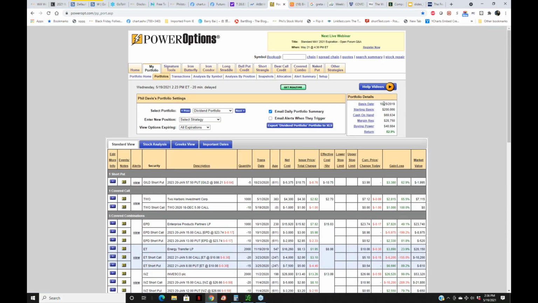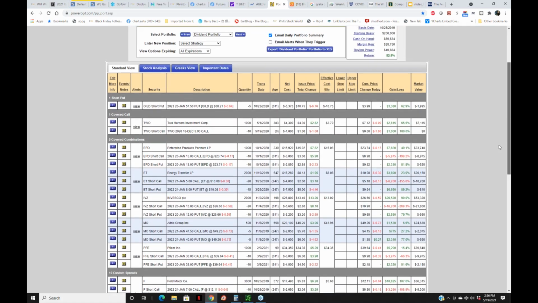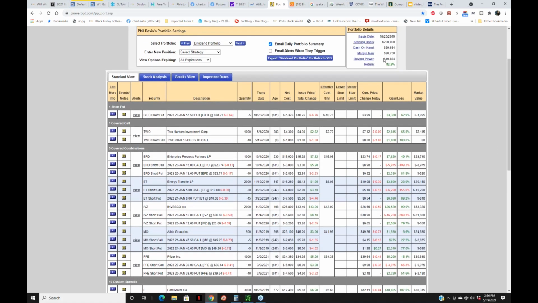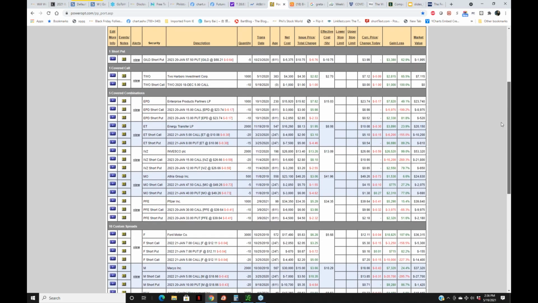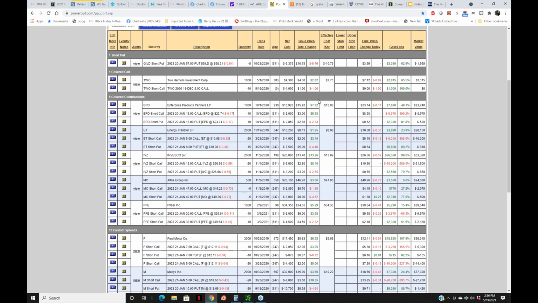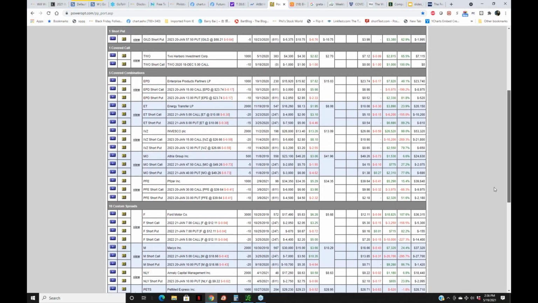Now the dividend portfolio, we started 10/25/19. We only ever expected to make 30-40% a year in the dividend portfolio. So here we are, 18 months into it, and we're at 82%. We're right on track. It's exactly where it should be. Probably a little bit higher than that because I haven't put in the dividends that were paid out this quarter yet.